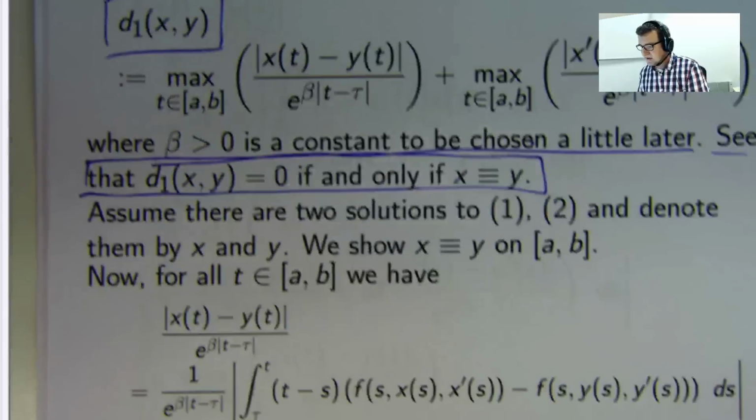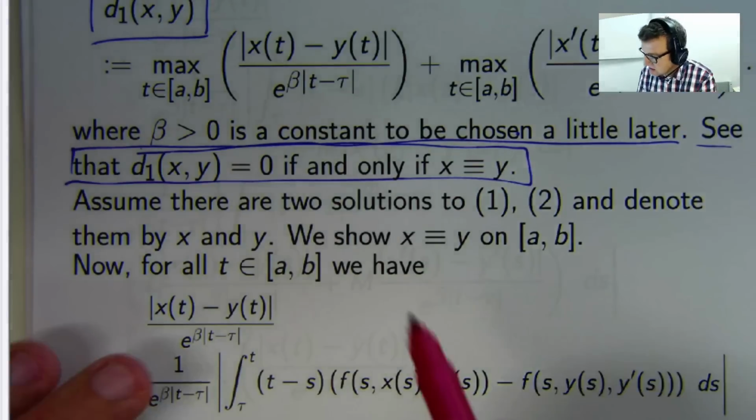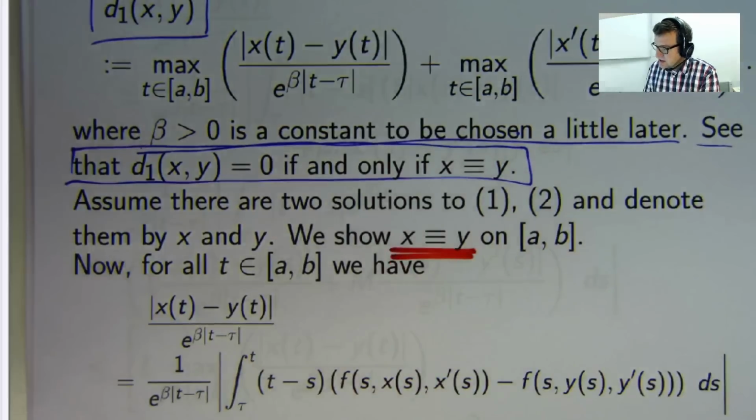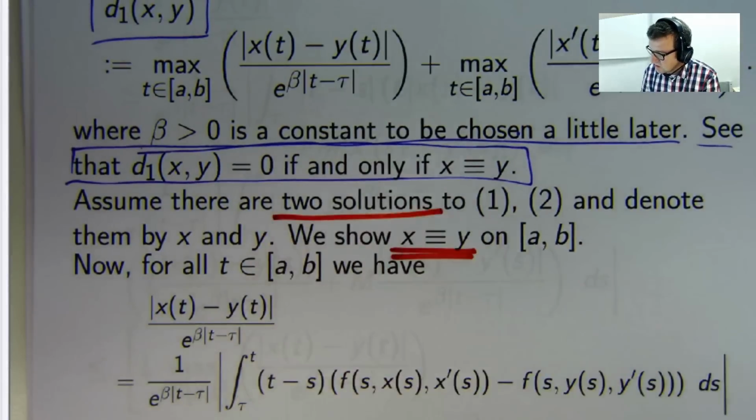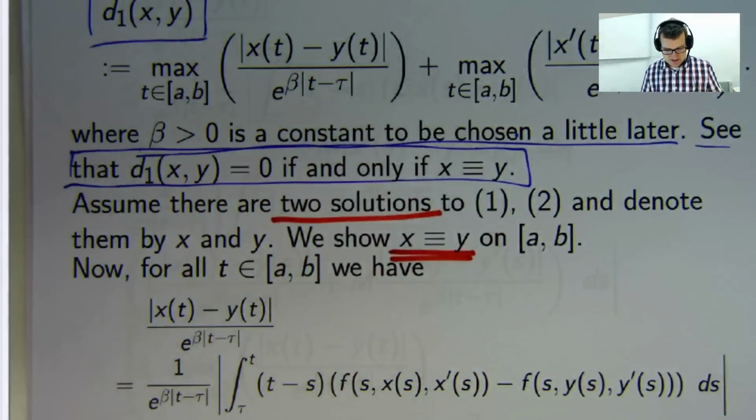Okay, so let's get into it. What we're going to do is do the classic case where you go, okay, well, let's assume that two solutions exist. We'll end up with showing that the two solutions are identical. They're one and the same. Okay, so assume there's two solutions, x and y. We show that x and y are identically equal. How do we do that? Well, we're going to use the assumptions of our theorem and our D1 metric.